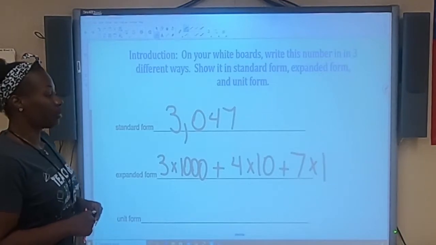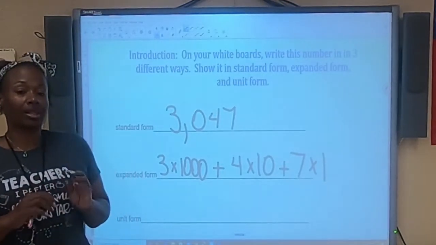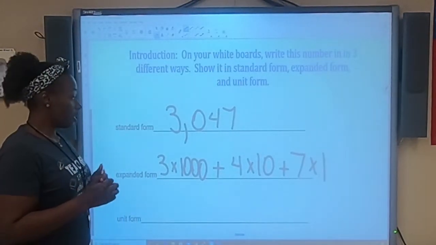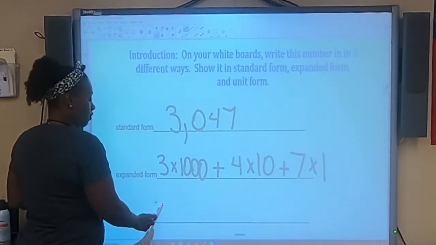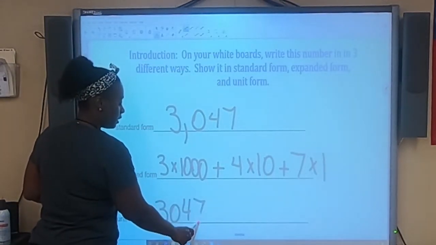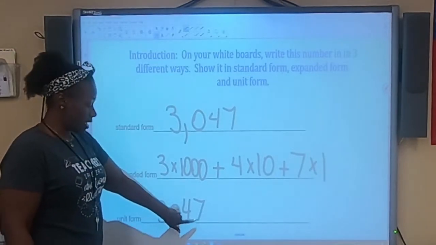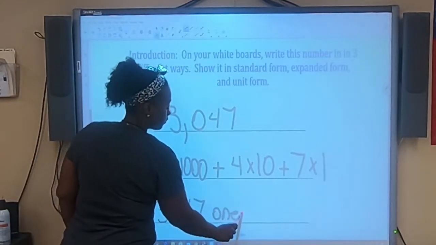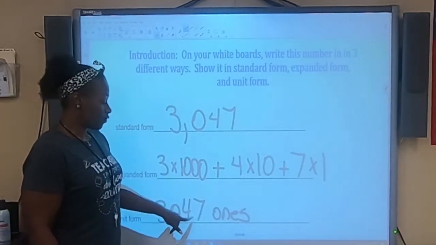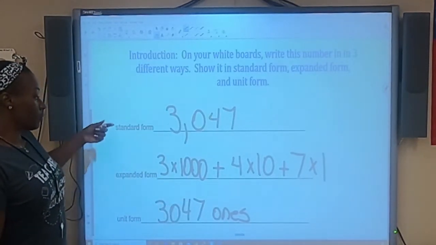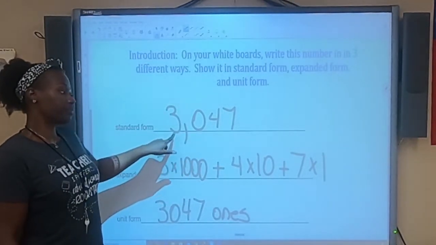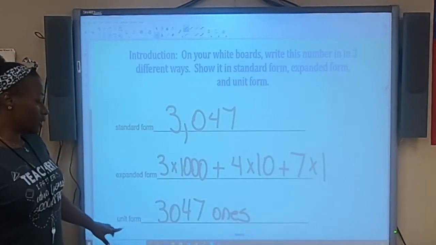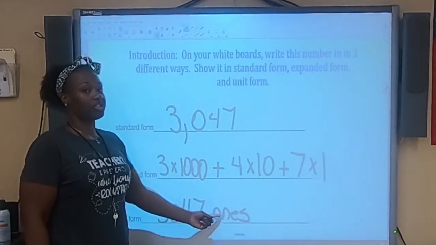Our next is unit form. When we write in unit form, all we do is write the digits and we write a word. So unit form is going to be digits and a word. So the digits I see are 3,047. And to make it unit form, I'm going to give that last unit. The 7 is in the ones place, so my unit is ones. So my unit form is 3,047 ones. So remember, with standard, it's all digits. Expanded is going to have multiplication problems. And then unit is going to have the number with its last unit.